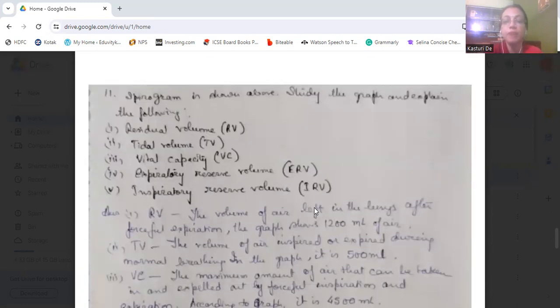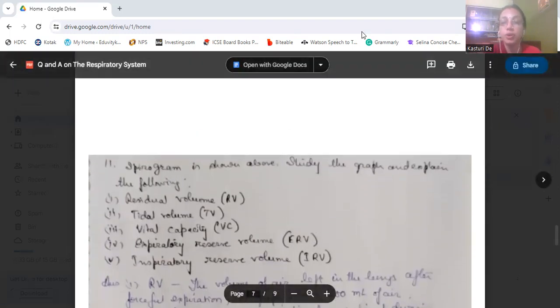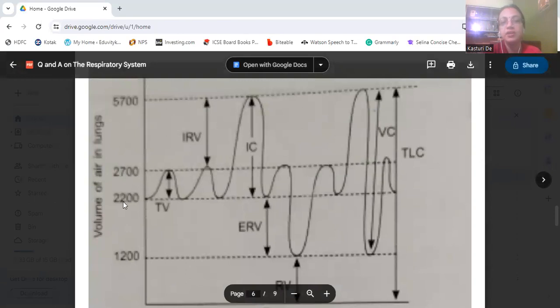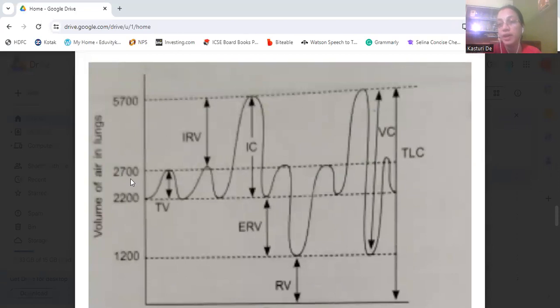Of air. Now we come to the tidal volume. What is tidal volume? The volume of air which is inspired or expired during normal breathing. Not forceful, but normal breathing. In the graph, tidal volume is from 2200 to 2700, that is 500 ml.